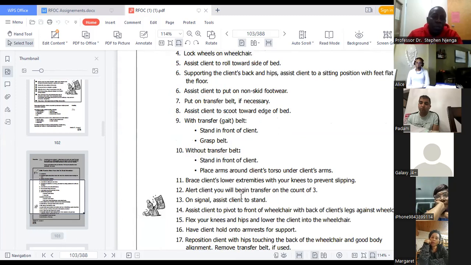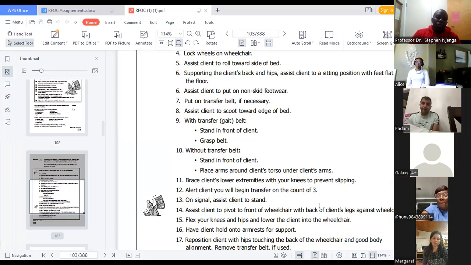Alert the client that you will begin the transfer at the count of 3. So you tell them, hey, Mr. X, I want you to help me stand up at the count of 3. 1, 2, 3. Then you make them stand. And then always give them direction. Tell them, I want you now to turn. Once they turn, you tell them, please help me to scoot back towards the wheelchair. And then you tell them, can you sit down at the count of 3? 1, 2, 3. You make them sit on the chair. Very important.